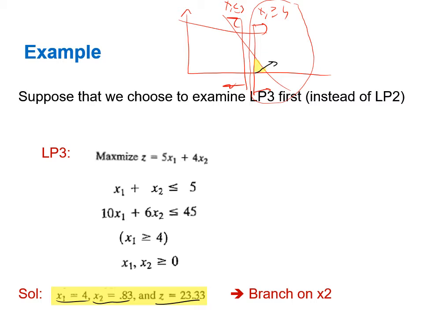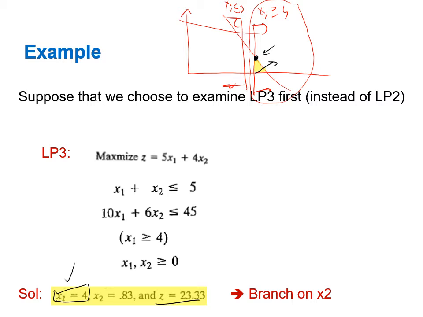And if you move in that direction, we find the best solution to be these values: x1 equal to 4 and x2 equal to 0.83. Actually, this one is the optimal solution on the right hand side. Now look, x1 is integer. Very good. This is what we want. But x2 is not an integer. It is 0.83.